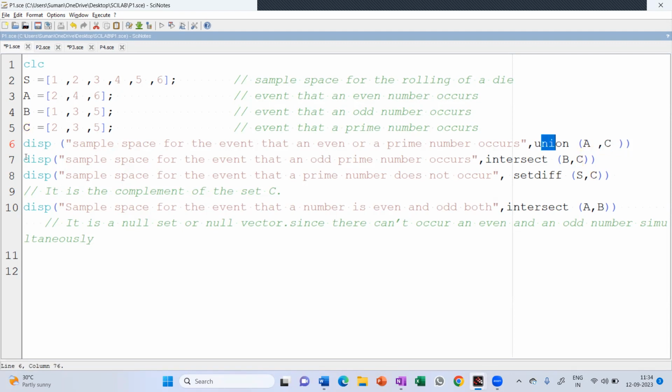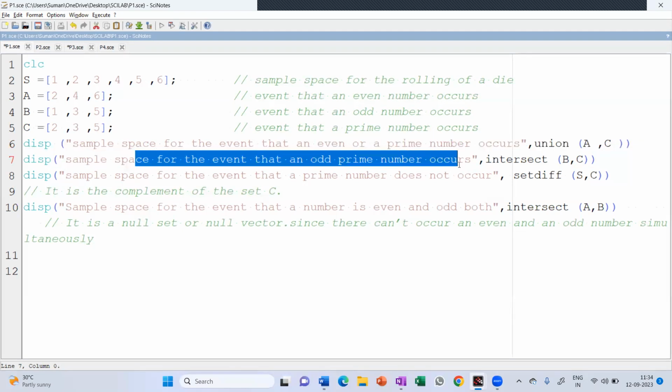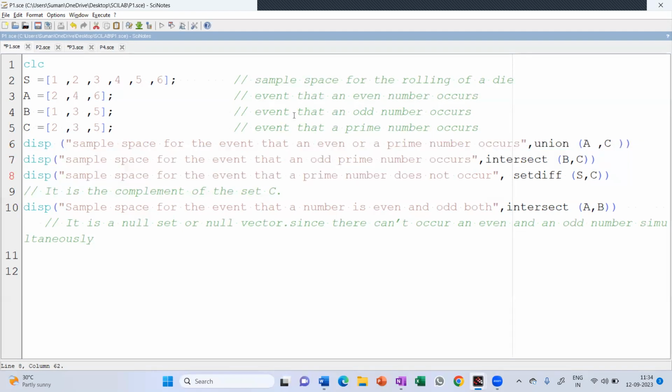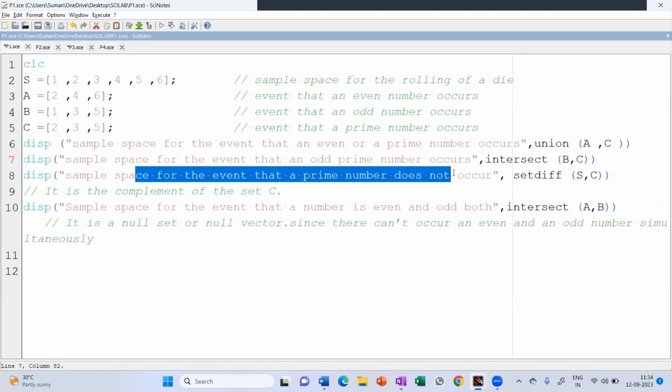Next, the second question was the sample space for the event that an odd prime number should occur. The number should be odd as well as prime. So for that we have to use intersection. Odd number is stored in B and prime number is stored in C. So we are going to give command intersect of whom? B and C.